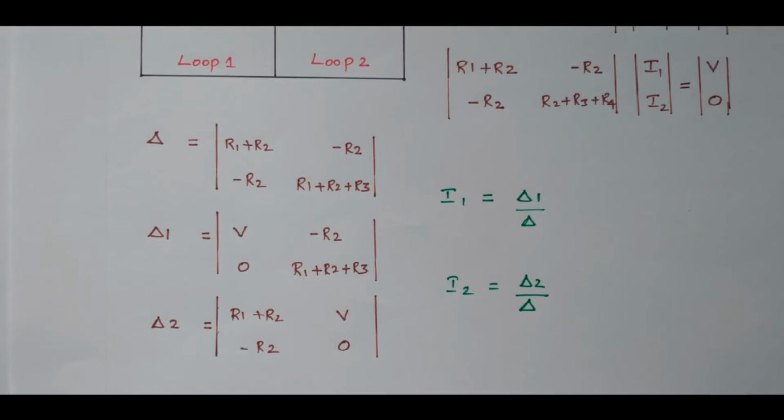Other than the diagonal, the other elements are negative. That is applicable only when the current direction in all the loops is the same. So in this video, we discussed mesh analysis, that is, in a closed loop, how to find the current. There are two methods, equation method and matrix method.